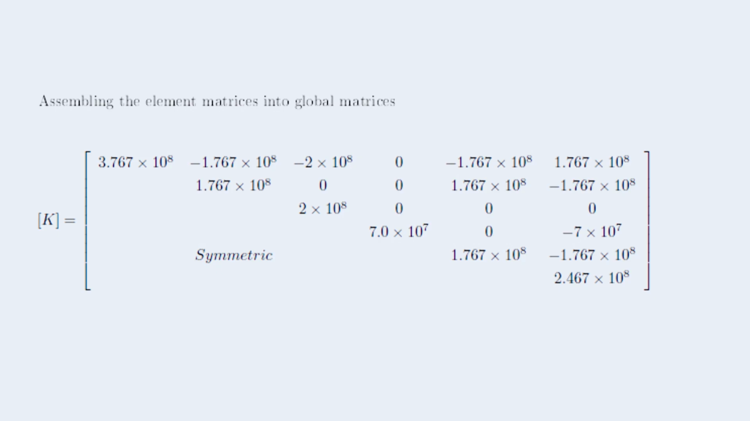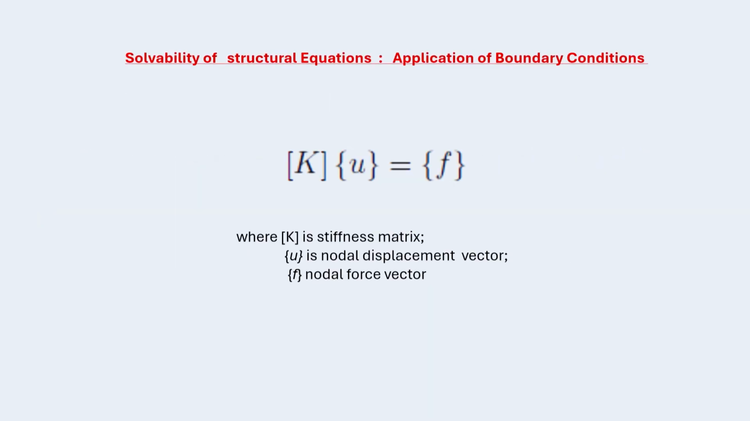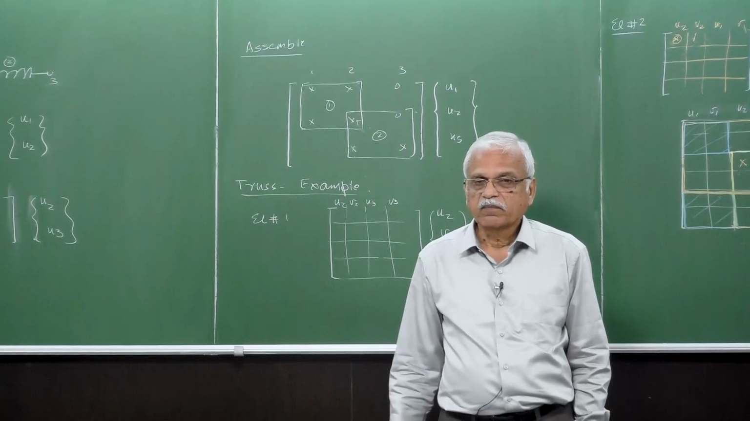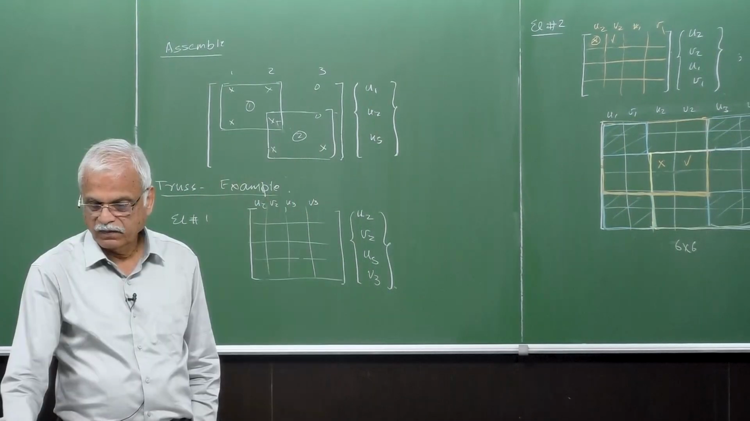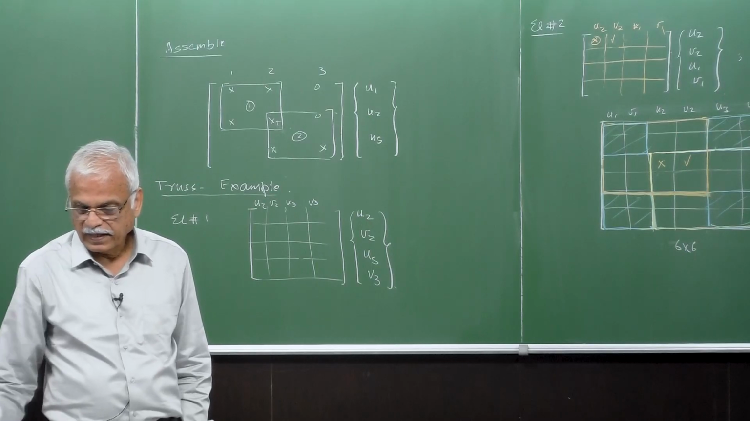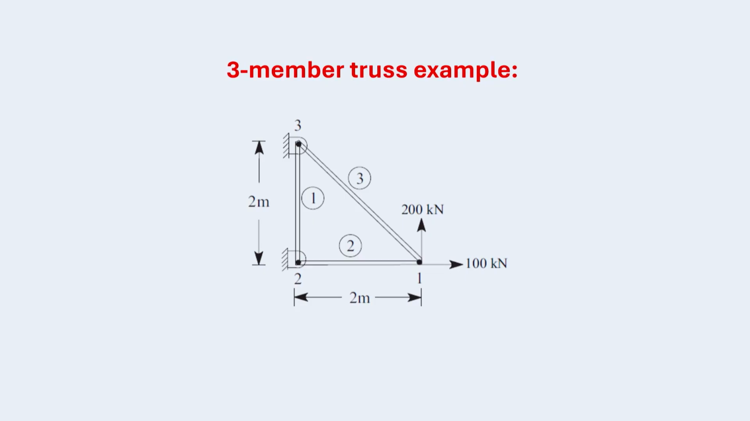Okay, so now let's go to the next step, wherein we would like to apply the boundary conditions. For example, what we were given in the original problem is that we have externally applied forces, 100 kilonewtons and 200 kilonewtons at node 1, which were the force boundary conditions, as well as we have the supports at node 2 and 3.